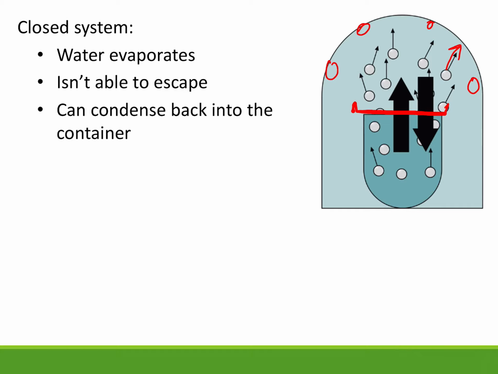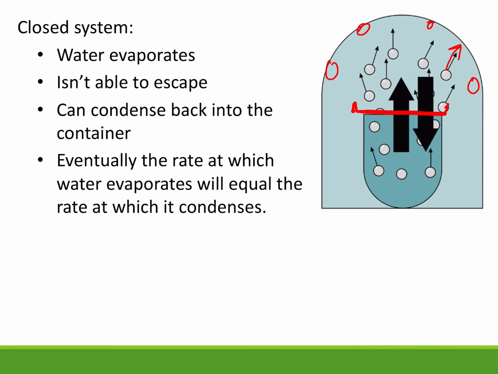What you would see is you would see the water drop, you'd see the water level drop, and then eventually it would stay constant. And it would look like nothing else is happening. But that's simply because as quickly as it's evaporating, it's condensing. Okay, so eventually the rate at which it evaporates equals the rate at which it condenses. There's stuff happening, which is why it's known as a dynamic equilibrium.